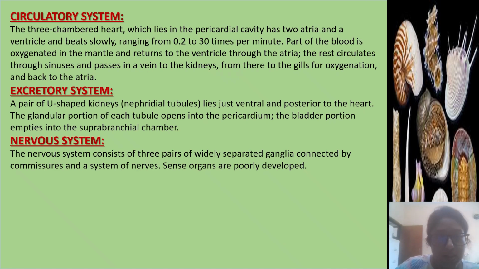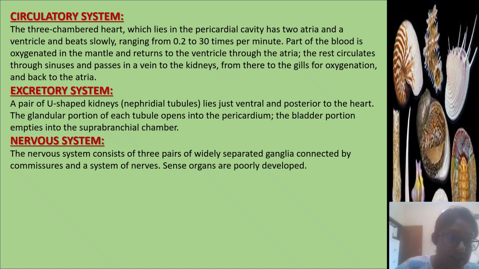The three-chambered heart, which lies in the pericardial cavity, has two atria and a ventricle and beats slowly, ranging from 0.2 to 30 times per minute. Next, excretory system. A pair of U-shaped kidneys, that are called nephridial tubules, lies just ventral and posterior to the heart. The glandular portion of each tubule opens into the pericardium. The bladder portion empties into the suprabranchial chamber.